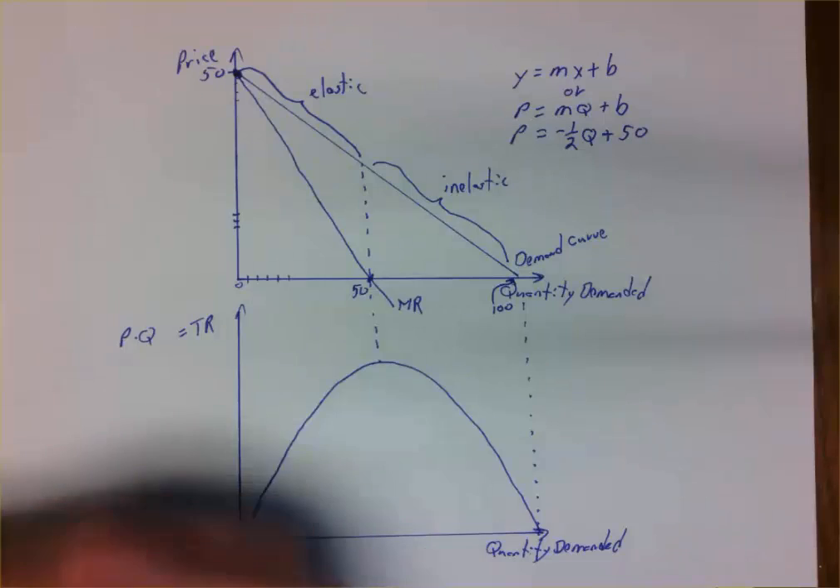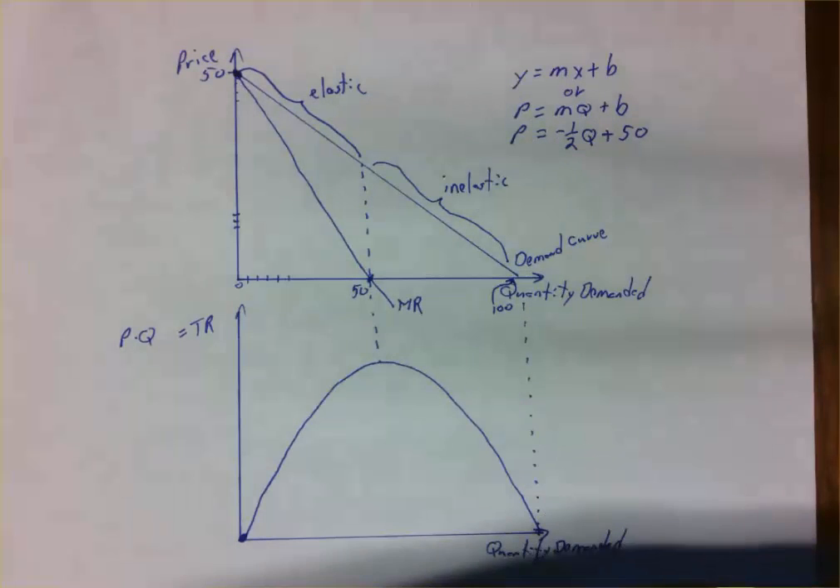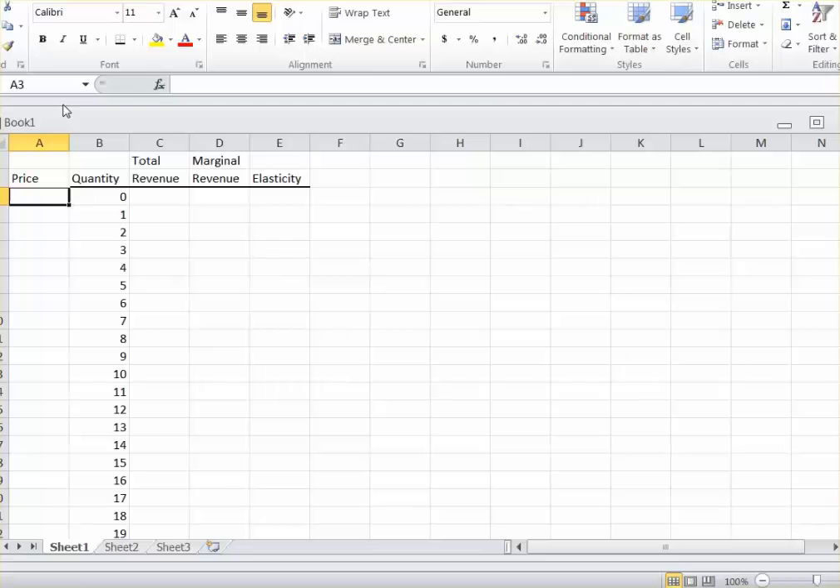Now what I'd like to do is show you that same thing in Excel. So here's Excel. Okay, so from our formula, then the price would be equal to minus 1/2, 0.5, times the Q value, which is right there, plus the y-intercept, which was 50. That's just the equation. P equals minus 1/2 times Q plus 50 that we already worked out.